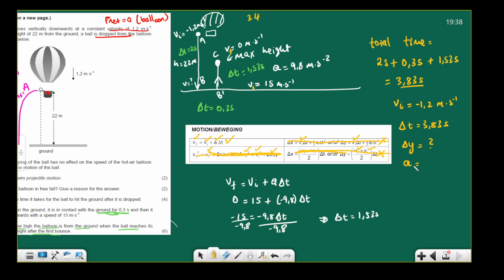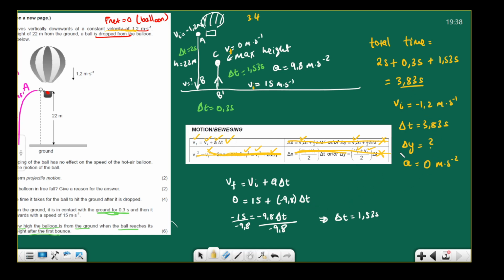Guys, remember the balloon is not in free fall. So because it's not in free fall, we can't use 9.8 as acceleration. Instead, your acceleration is going to be 0 meters per second squared, because they said the balloon is moving at constant velocity, and whenever something is moving at constant velocity, its acceleration will be 0. So you can't use 9.8 because the balloon is not in free fall.